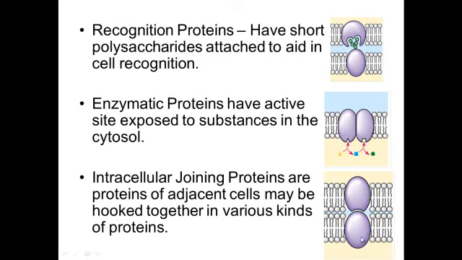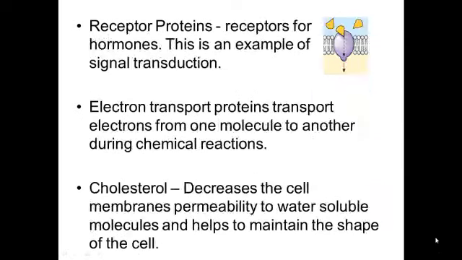You can also have proteins that join two neighboring cells together, like in your heart. You want all the heart cells to be joined together to create the organ of the heart. You don't want them to be separated and pump on their own, beat on their own. Your heart wouldn't function then. So you have these intercellular joining proteins that can be part of a cell membrane.